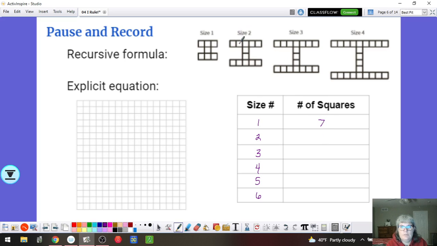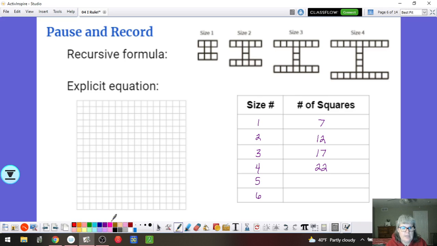Size 2 has 1, 2, 3, 4, 5 top and bottom for a total of 10, plus 2 in the middle is 12. Size 3, 1, 2, 3, 4, 5, 6, 7, top and bottom, for a total of 14, plus 3 is 17. Size 4, 1, 2, 3, 4, 5, 6, 7, 8, 9, top and bottom would be 18, plus the 4 in the middle is 22.